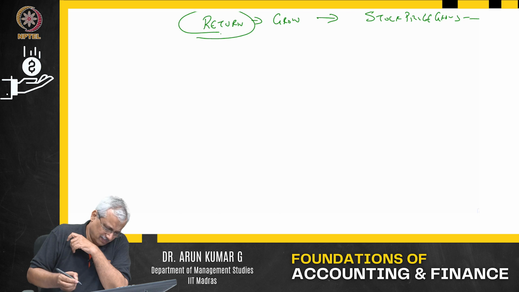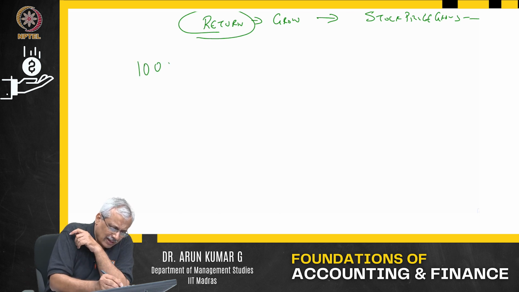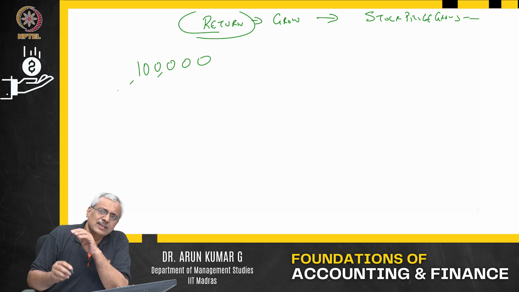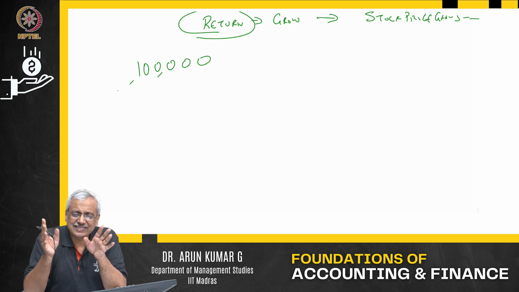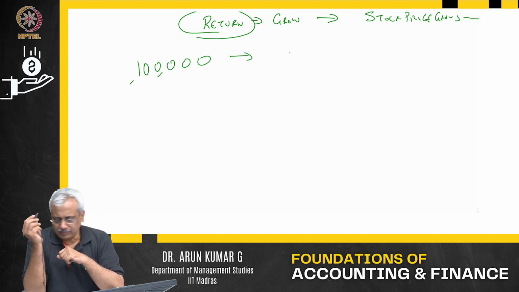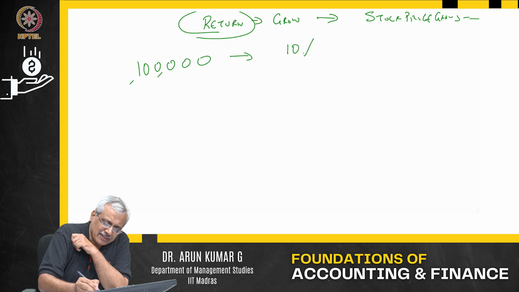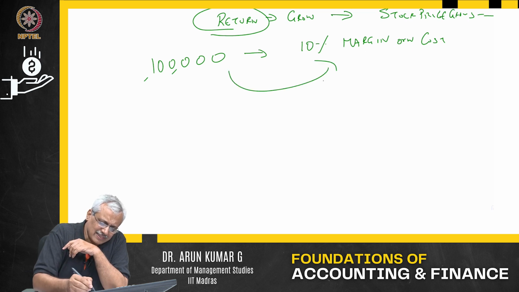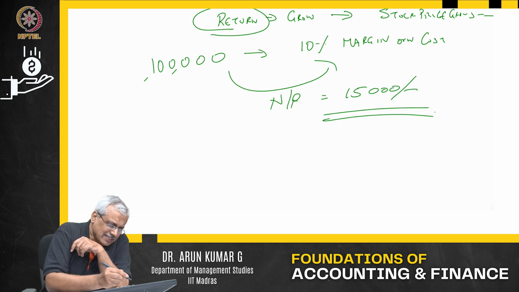For example, imagine I invest about 1 lakh in a particular venture, in a particular business. It's a business which has reached a steady state, competition is large. I sell my products at a margin of 10%, margin on cost. Finally, all these things result in my net profit of about, let us say, 15,000 rupees. My investment is 1 lakh.